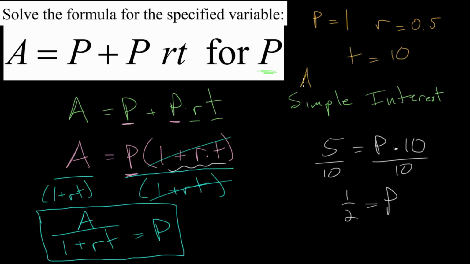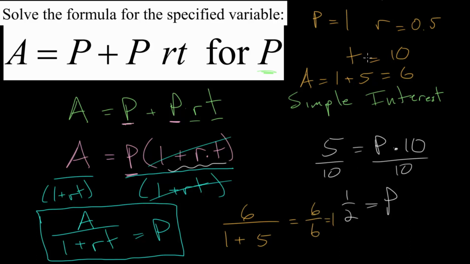So if we plug all of that in, we get 1 plus 1 times 0.5 times 10. So 10 multiplied by 0.5, that is just 5. So A would be 6. So now if we plug in R, T, and A into the left here, we should get a P value of 1. So we get that 6 divided by 1 plus R times T, that's 5. This should equal 1, but we have 6 over 6, which is 1.